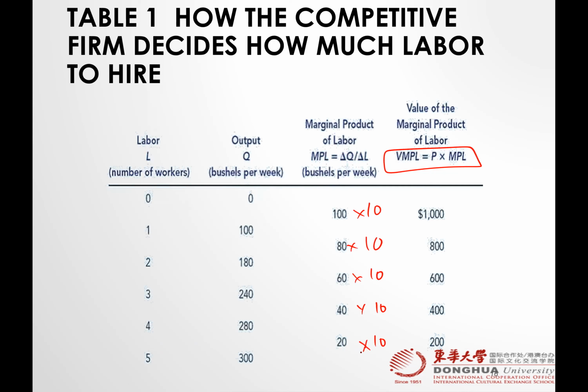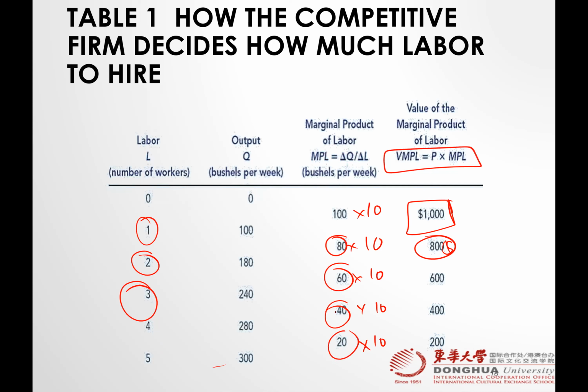What does it mean? It means the one worker that we hired, the first worker, is giving us 1,000, in terms of labor services he is earning us $1,000. The second person that we hired is adding only 80, which means he is giving us $800 revenue. The third person is giving us 600. Similarly, the fourth person and fifth person.